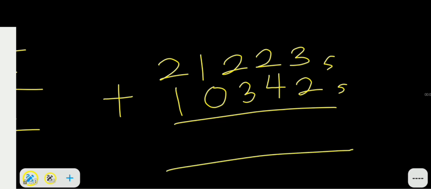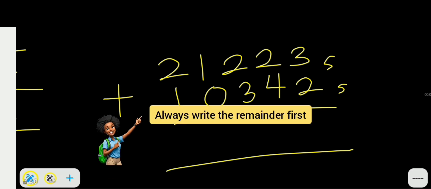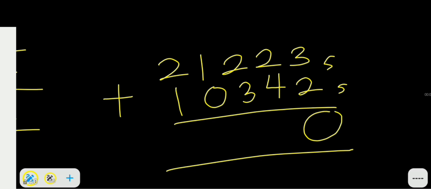So if you add this, 3 plus 2 will give you 5, but you cannot write 5 in base 5. It's not possible. The numbers you have in base 5 are 0 to 4. Ask yourself, when 5 divides 5, what's the remainder? You have to write the remainder first. So the remainder is 0. Then how many times will 5 go into 5? That's 1. Carry it here to the next part. So you have 1 plus 2 plus 4. So that will give you 7. So you cannot write 7 here because 7 is bigger than 5.